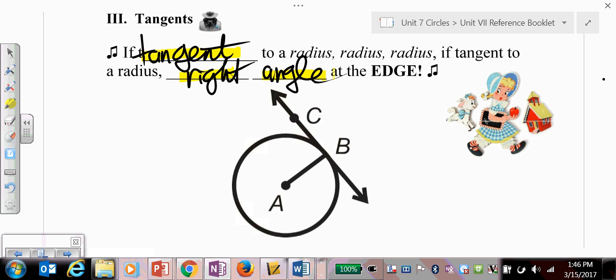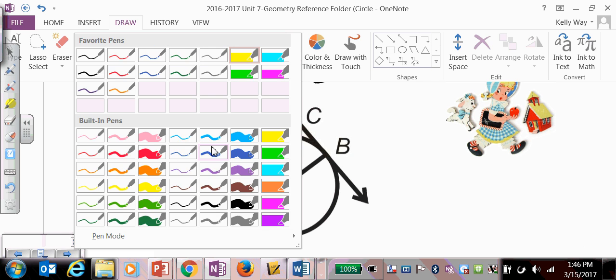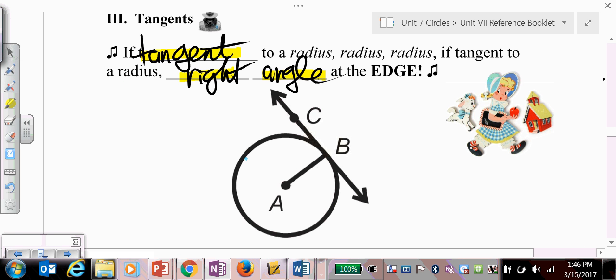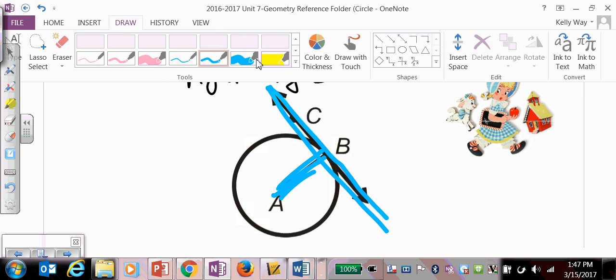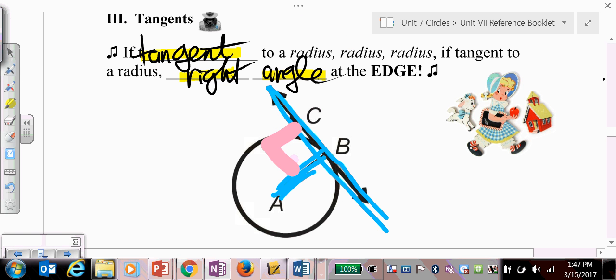Now we're going to step it up a bit. Ready? I'm sorry, it fits syllabically. If you come up with something better, dear, be my guest. Now we're going to trace and sing at the same time. Every time you say tangent, trace it, radius, trace it. Sing and trace. If tangent to a radius, if tangent to a radius, right angle at the edge.